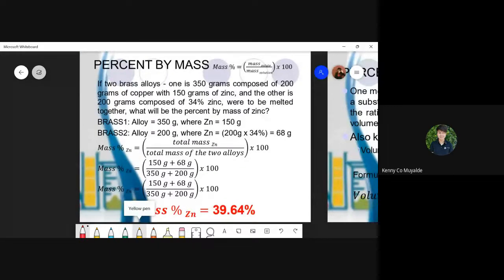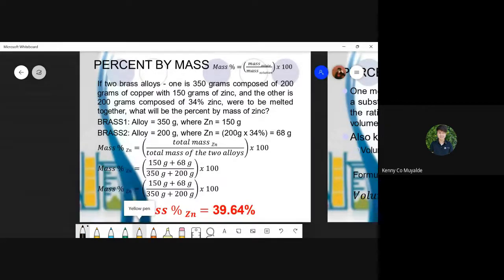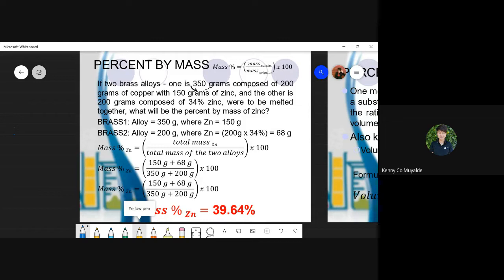Meron kang dalawang brass alloy. The brass alloy number 1 is 350 grams. Ayaw naman sumulat. Yung brass alloy nung isa ay 350 grams. So brass alloy number 1 is equal to 350 grams. Doon daw sa 350 grams na yun, it is composed of the solute and the solvent.